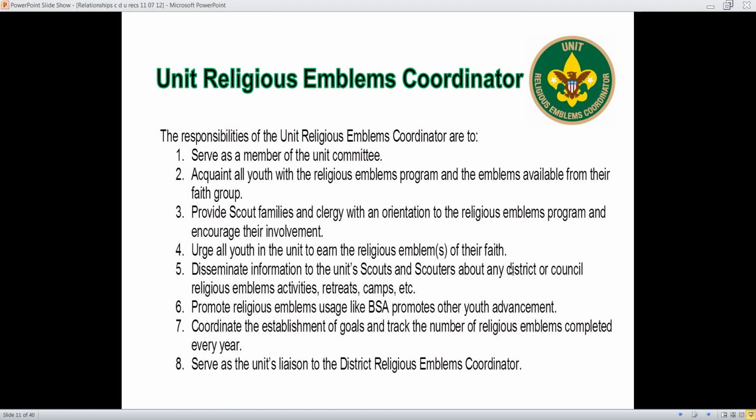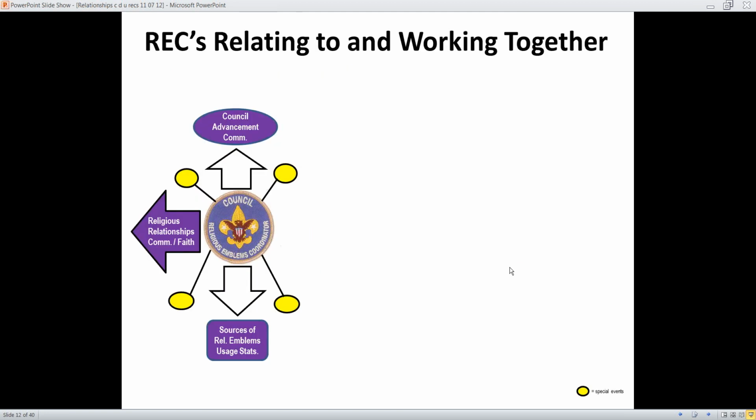Then coordinate the establishment of goals and track the number of religious emblems completed every year. Finally, serve as the unit liaison to the district religious emblems coordinator. Perhaps you knew these, but I thought this would be good for us to review prior to talking about the coordination. Now, I've put together a graphic here that I hope is helpful, not confusing.